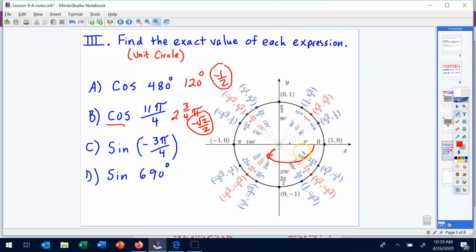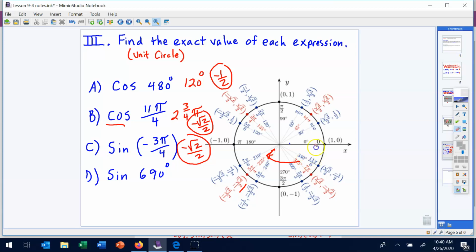Don't be confused. I don't want you to think you're going to go all the way up here where it says 3 pi over 4. You're literally going to go in a negative direction, 3 pi over 4. And then sine means the y coordinate. So negative root 2 over 2 is my answer for letter C.